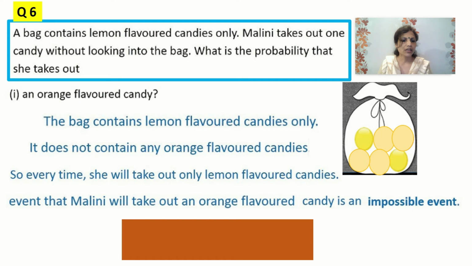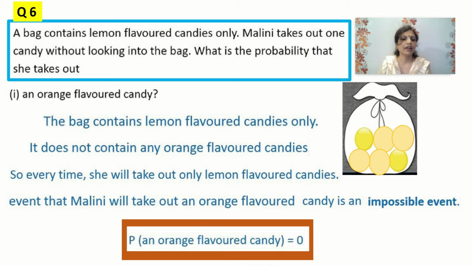So the event that Malini will take out an orange flavored candy is an impossible event. It is not possible because the bag doesn't have orange colored candies. So it's an impossible event, and the probability of an impossible event is always 0, and therefore the probability of an orange flavored candy is equal to 0.